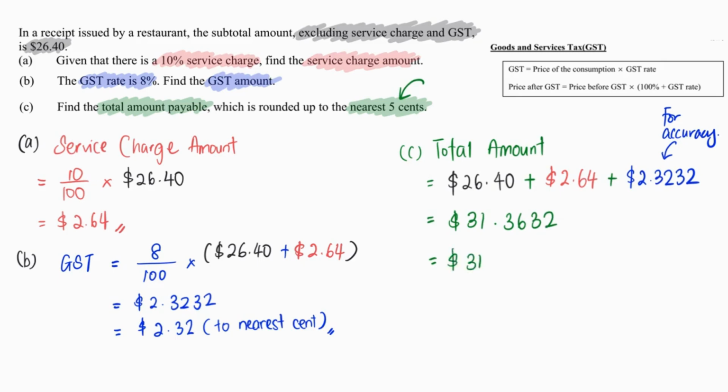Final answer to the nearest 5 cents means that we are going to look at this value. Okay, so in this case here, 6 is closer to 35 as opposed to 40, and therefore I will round it down to 35. Okay, and that will be the nearest 5 cents. With that, we have come to the end of this problem.